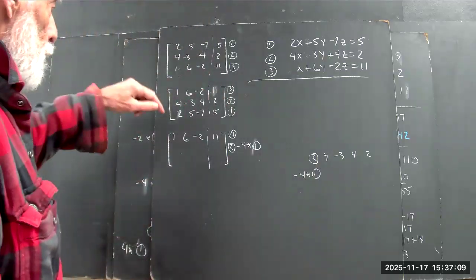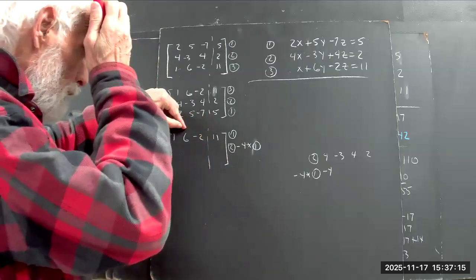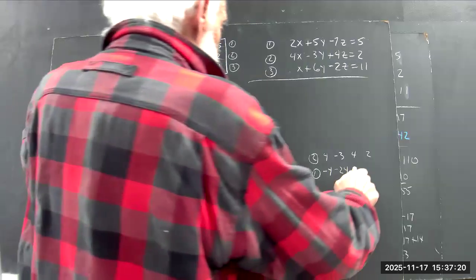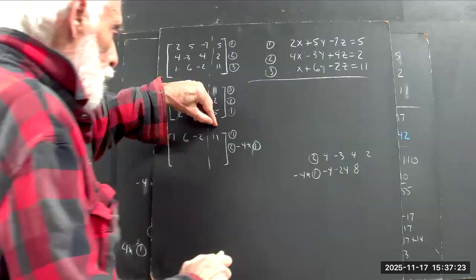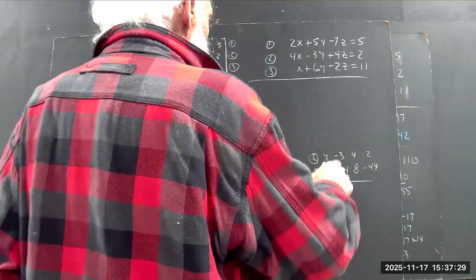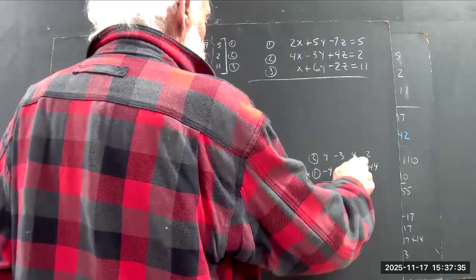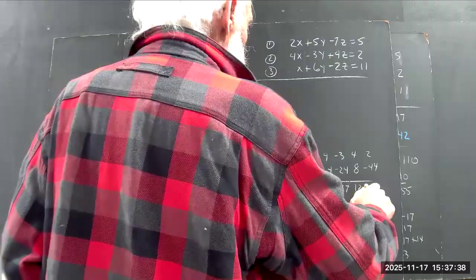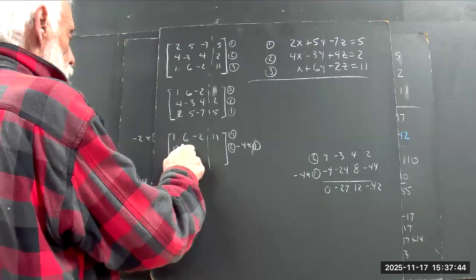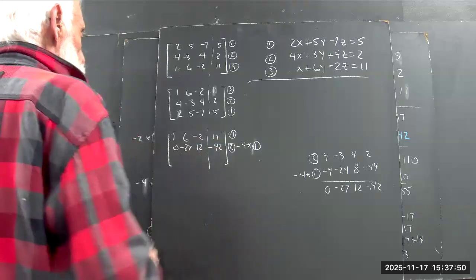Be careful. Negative 4 times 1 gives us negative 4. Negative 4 times 6 gives us negative 24. Negative 4 times negative 2 gives us 8. Negative 4 times 11 gives us negative 44. So 4 minus 4 gives us 0. Here we have negative 27. 4 and 8 gives us 12. 2 and negative 44 gives us negative 42. So this row becomes 0, negative 27, 12, negative 42.